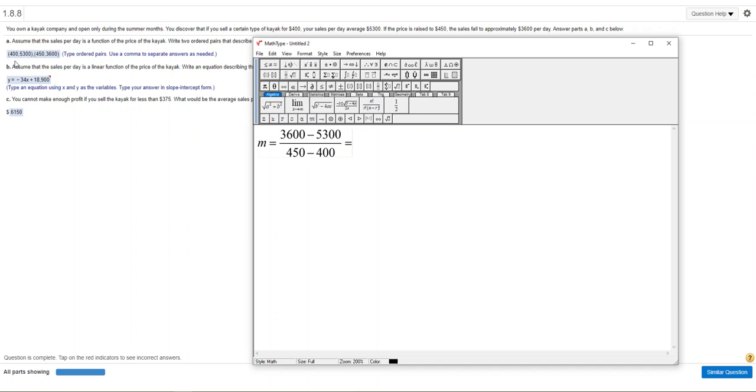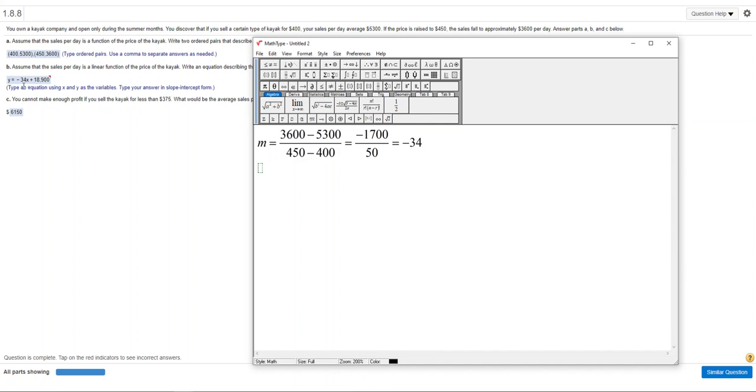Okay, so we'll just go ahead and simplify this, and I'm going to grab a calculator. If I subtract 3,600 minus 5,300, that gives me negative 1,700, and this will be 50 on the bottom. 450 minus 400 is 50. And then we can simplify that division further, and that gives us the negative 34 for our slope. So you can see that the slope is going to be our coefficient of x.